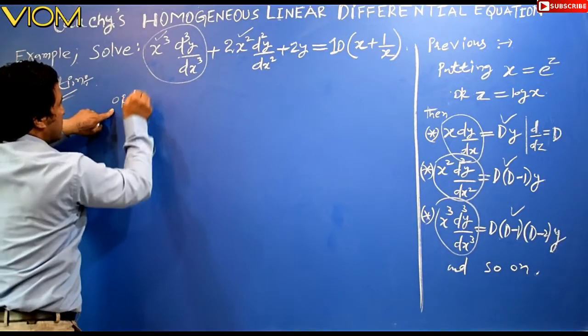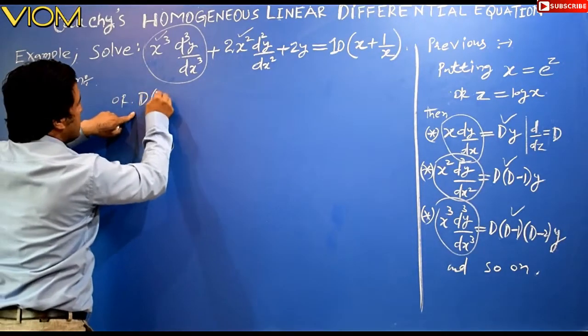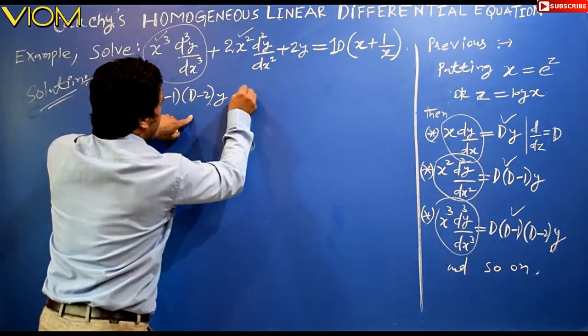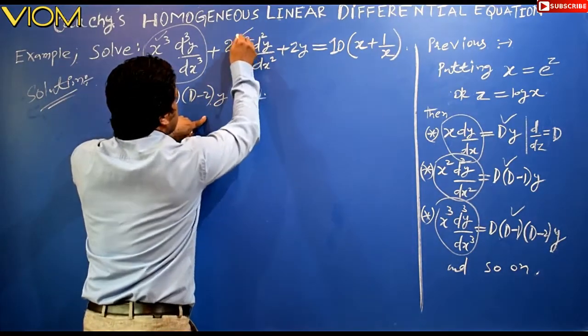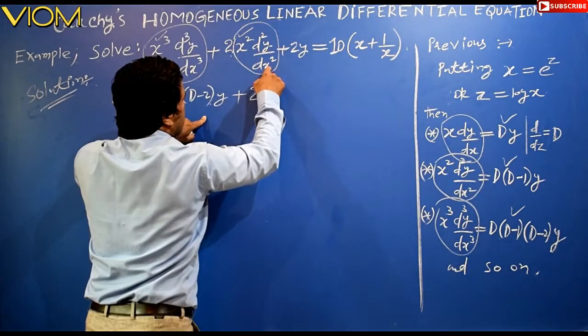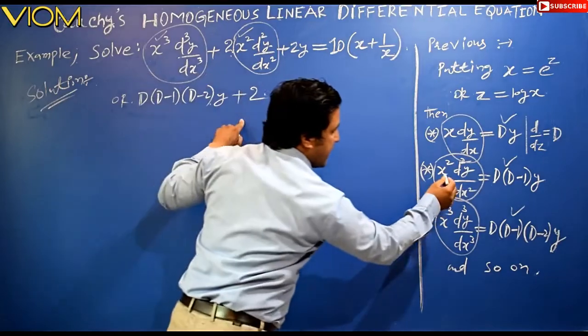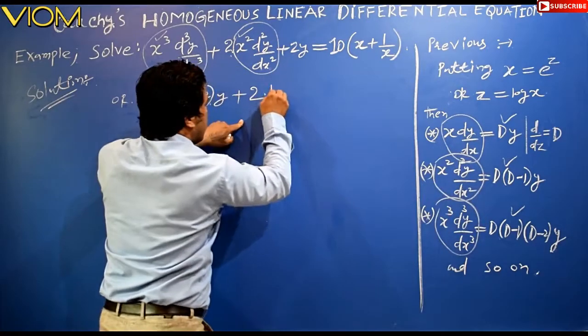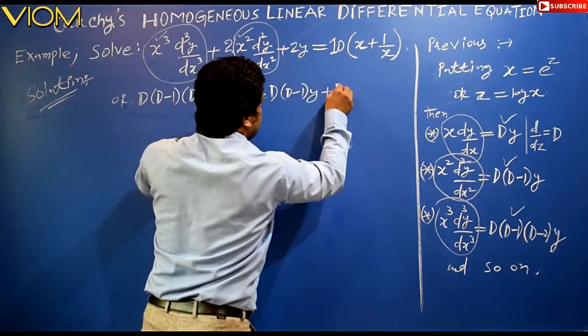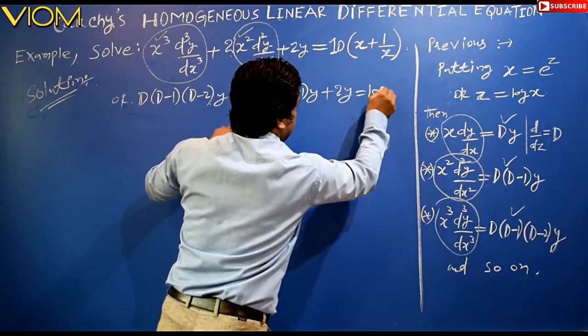So I can continue this one. Here we can write D into (D minus 1) into (D minus 2) into y, plus this is 2, this is as it is. As per the value of this is concerned, this is x square into d²y by dx². So we will use this line, D into (D minus 1) into y plus 2y is as it is, equal to 10 times of this one.